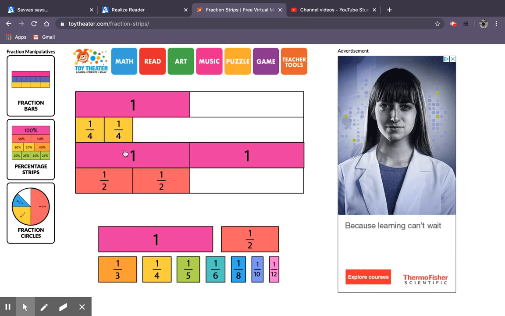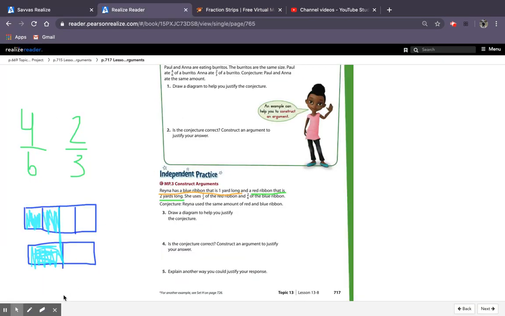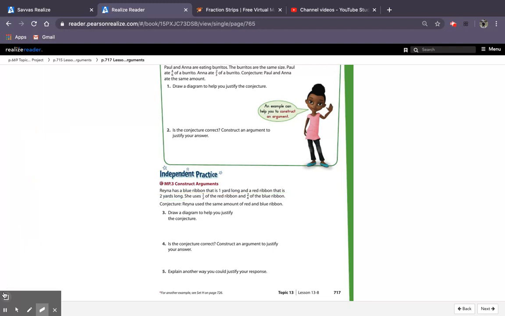So again, this is a mess. I'm sorry. This represents the red ribbon because this was 2 yards long, so this is 2 yards, and she used half of it. This represents the blue because it was only 1 yard, and they only used 2/4 of it. So this would be my fraction strip showing that, using the wholes and showing the fractions that they gave. With that kind of a mess of an explanation done, I'm just going to clear all of this.